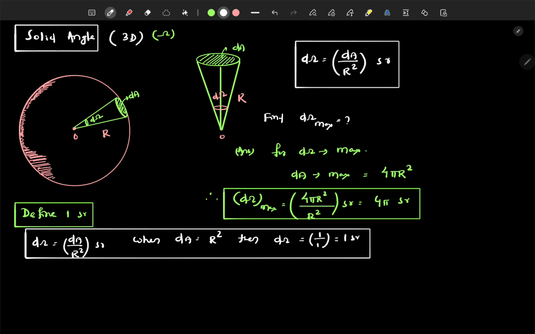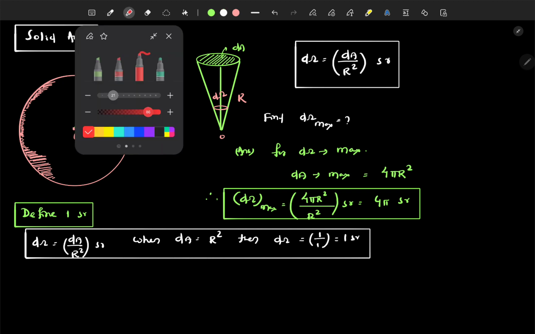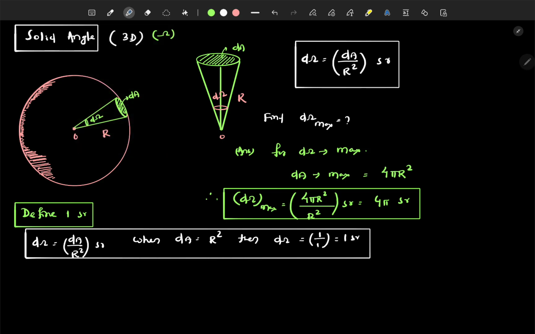Whatever is written in this white color box, we have to convert it into language. So what do you have to write? Now listen to the sentence properly. After that, I will write. When the cutout area of a sphere, dA means cutout area out of the whole, is equal to the square of the radius of the sphere, then the angle made by this cutout area with respect to the center of the sphere is called 1 steradian.